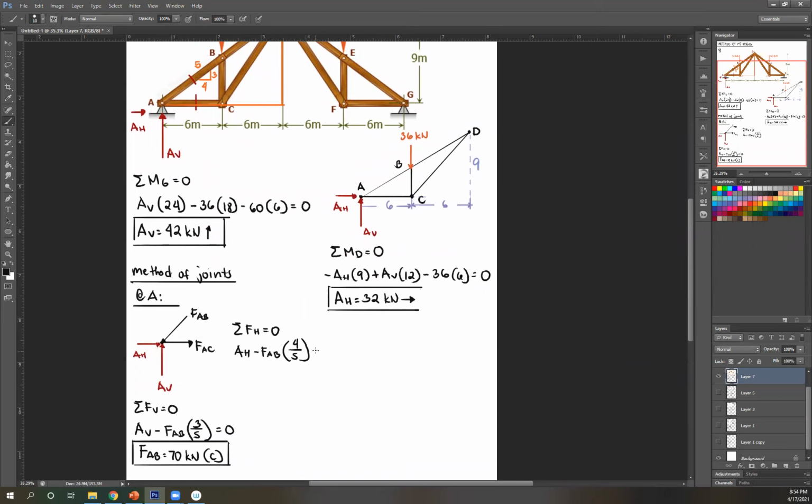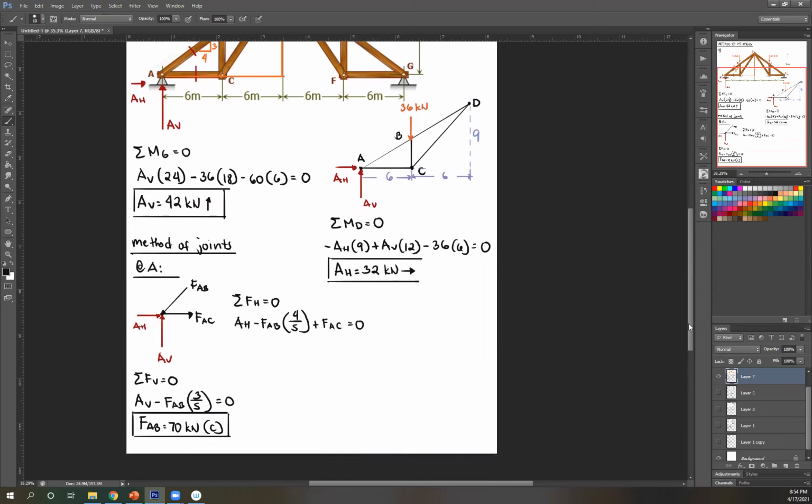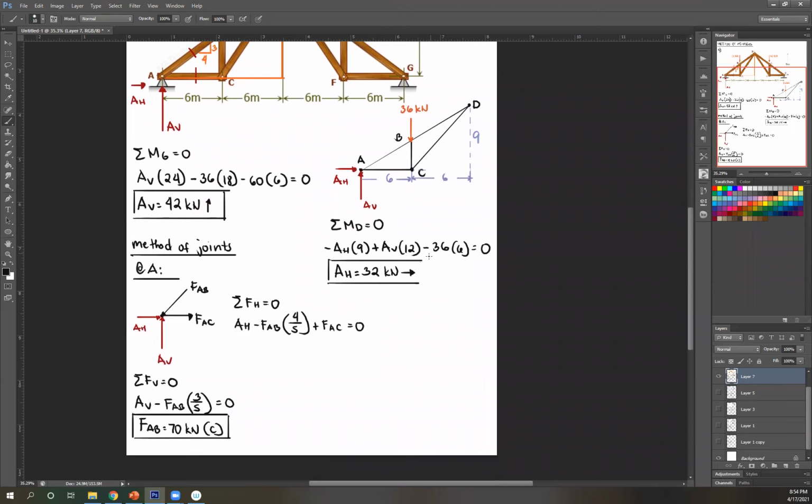And then FAC to the right, so positive FAC. There's no other force, so equate that to 0. Knowing that AH is 32, FAB 70, you can solve for FAC. Okay, solving for FAC, you should get 24 kilonewton. Positive, therefore correct assumption, away from the point, tension. And that is number 4.